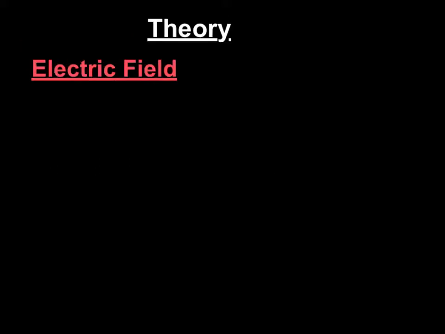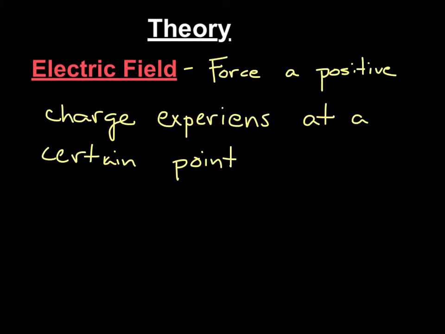We're going to start with a little bit of the theory on the electric field. What is an electric field? So your electric field is the force a positive charge experiences at a certain point. If you were to express this mathematically, your electric field equals the force per unit charge. And again, charge is given this symbol Q. Who knows why? It's historical. So it is the force per unit charge.